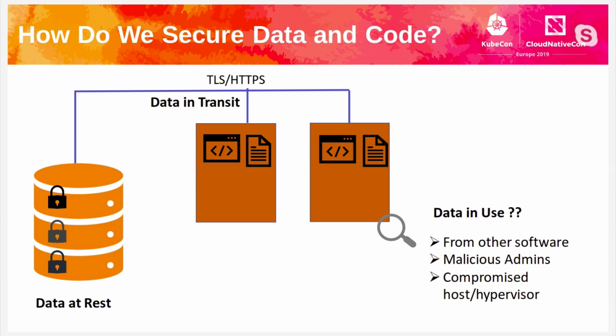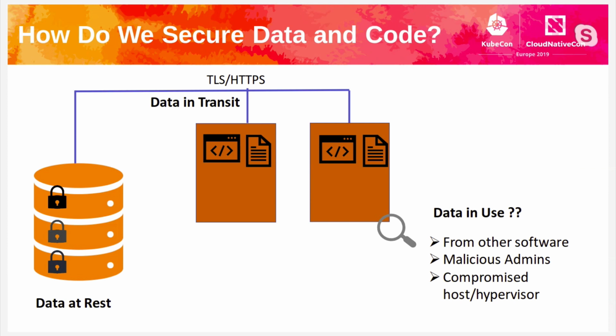You can protect the data which is at rest using any current encryption technologies that are there. While the data is in transit, you can secure it using HTTPS and TLS. But how do you protect the data which is in use? When the data is in memory, how do you protect it from, let's say, other programs which have privileged access? How do you protect that data from malicious admins who have access to the entire system memory?